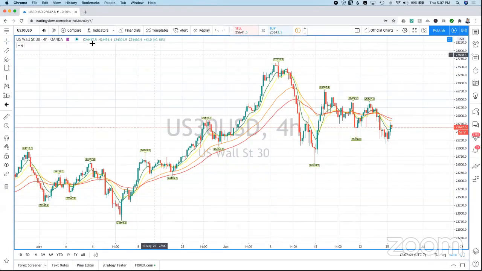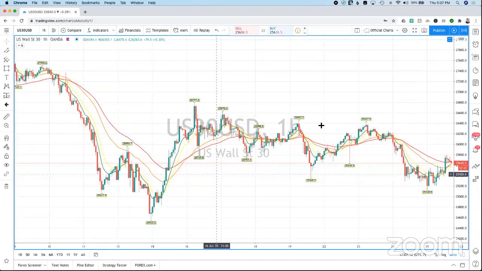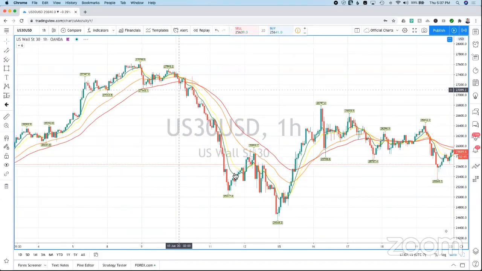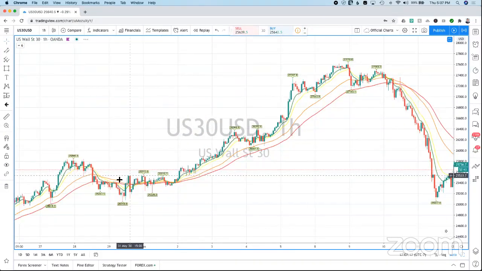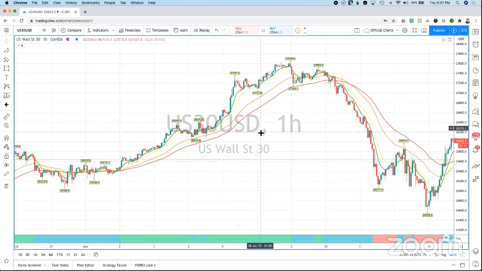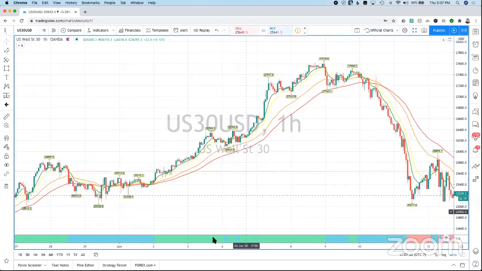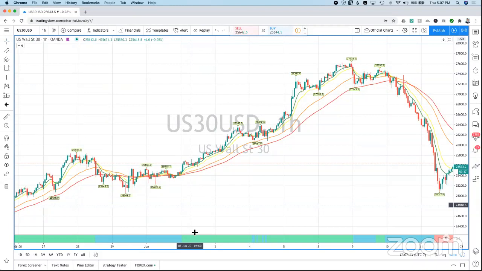So this is the 4-hour. You can go down to the 1-hour. Same difference. You can see it's choppy right here. You can see the trend's pretty nice down here. Trend's pretty nice up here. And you can also tie this together with the K2 trend meter. So although you can see the trend on the 1-hour, you can also see the trend on 4 different time frames down here.